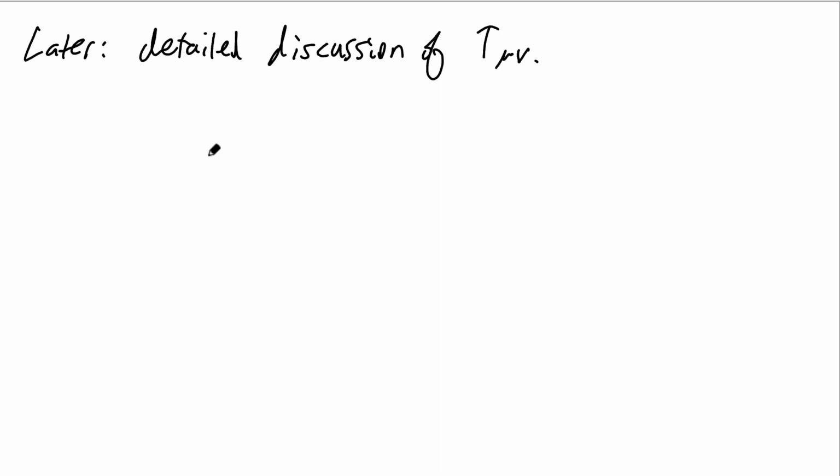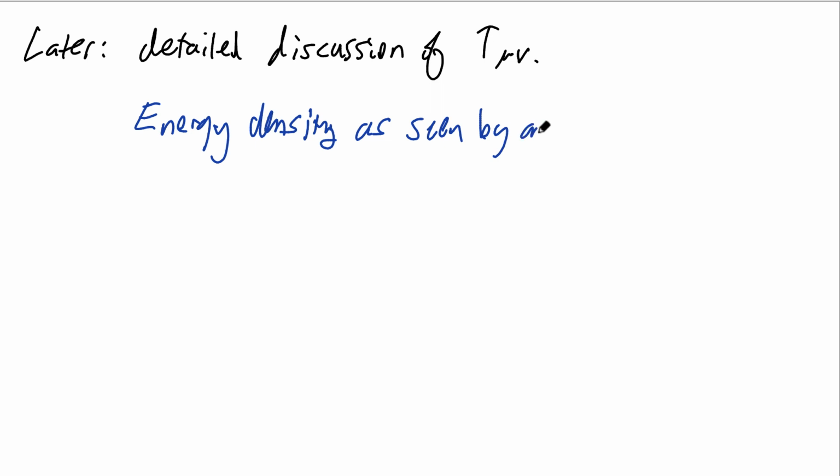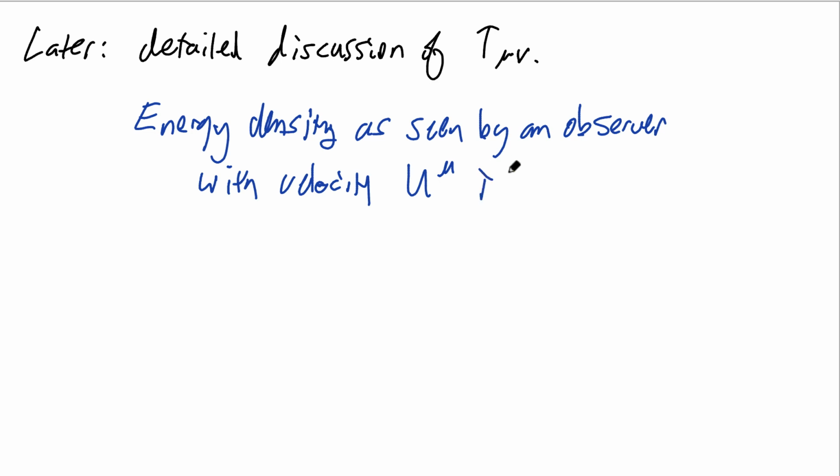For now, there's just one important result that I need to use, and that is the energy density. The energy density in the matter fields as seen by an observer with velocity u mu is given by, we'll call it rho, the energy per unit volume, equal to T mu nu, u mu, u nu.